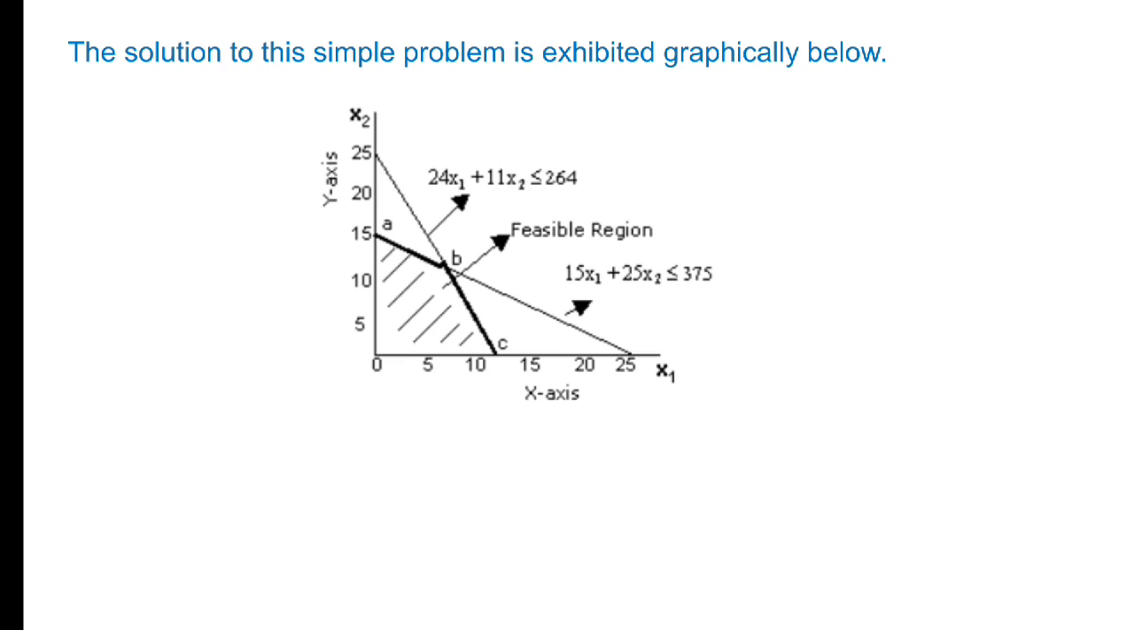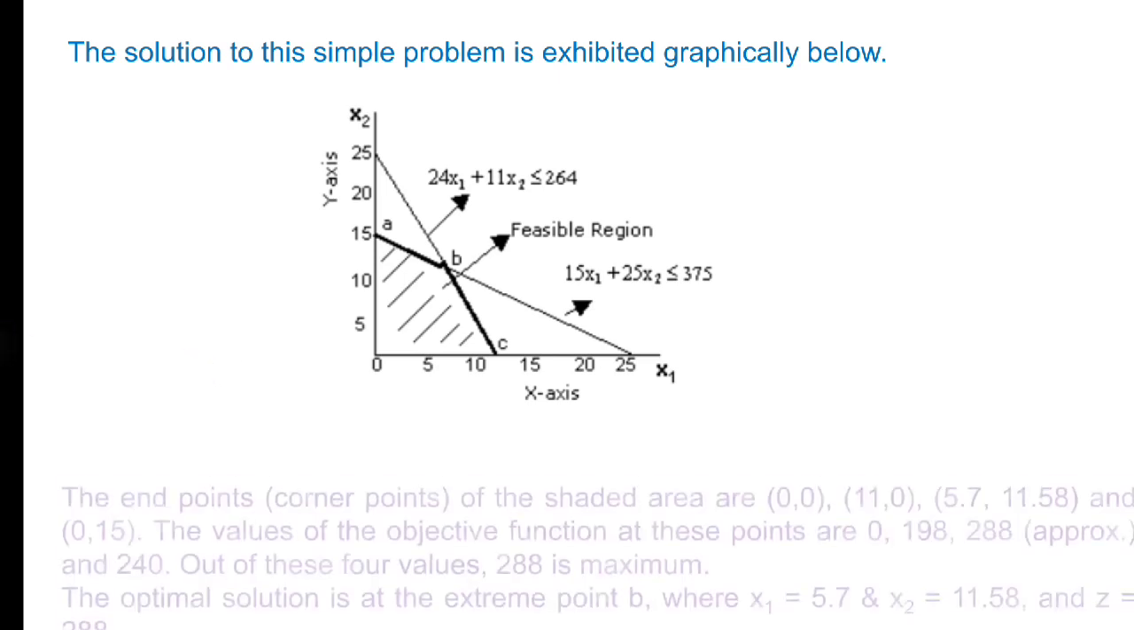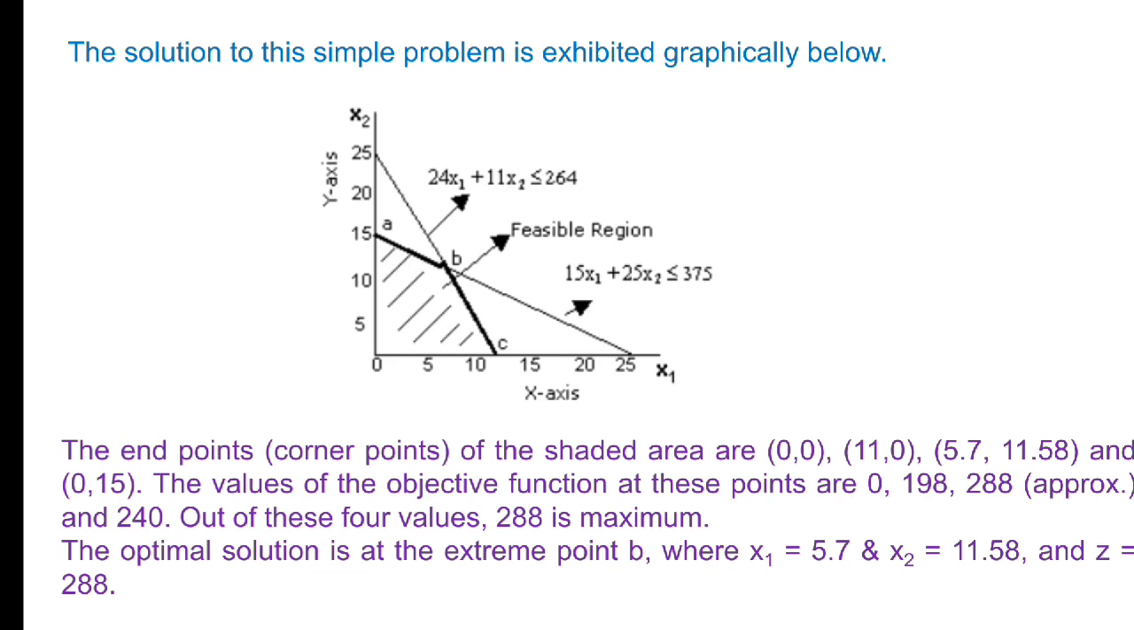There are two lines. One is 0 comma 15 and another is 25 comma 0. Then the third is 0 comma 24 and another is 11 comma 0. So we have found them. The shaded part is the feasible region O, A, B, C. The corner points of the shaded area are 0 comma 0, 11 comma 0, and 5.7 comma 11.58. We can take approximately 6 comma 12 and 0 comma 15.